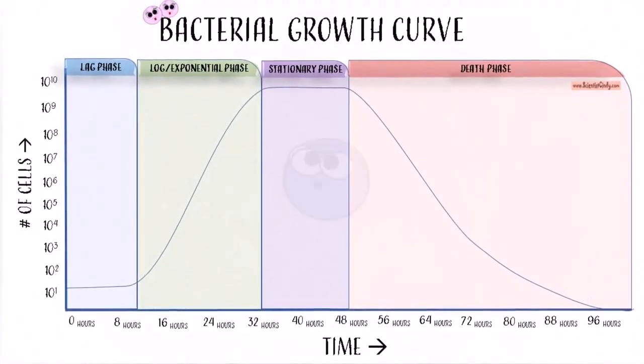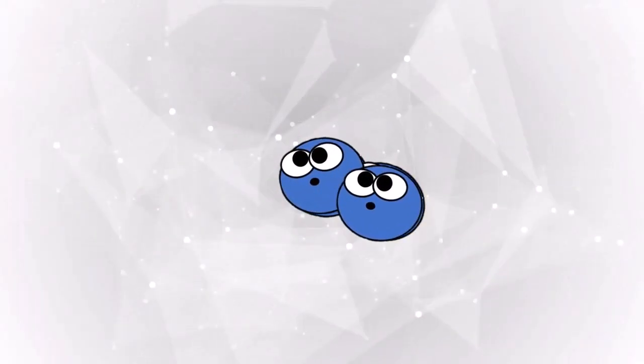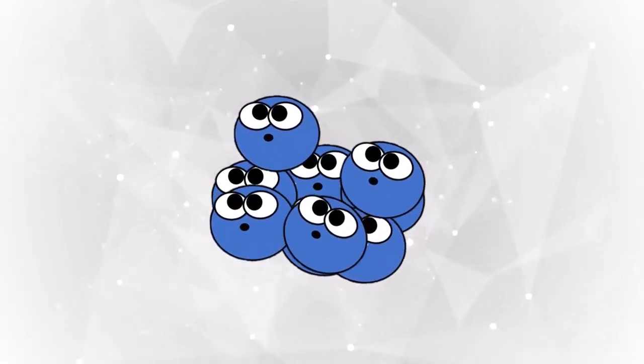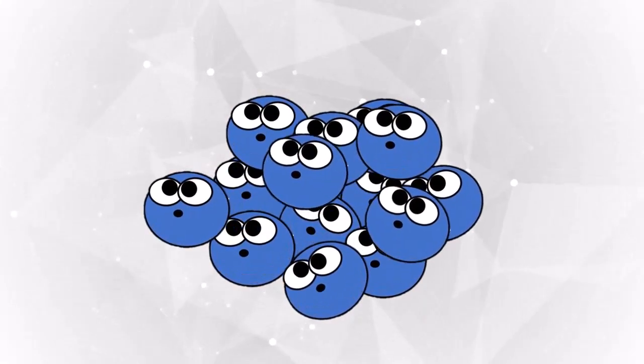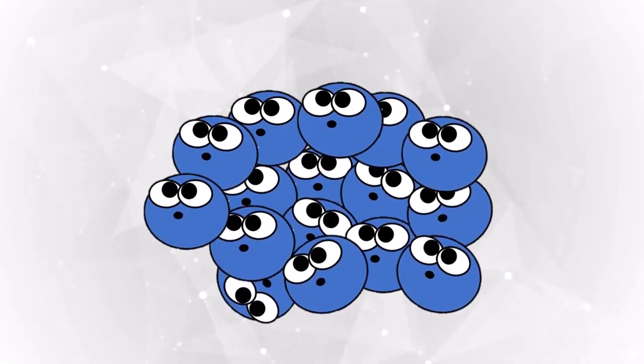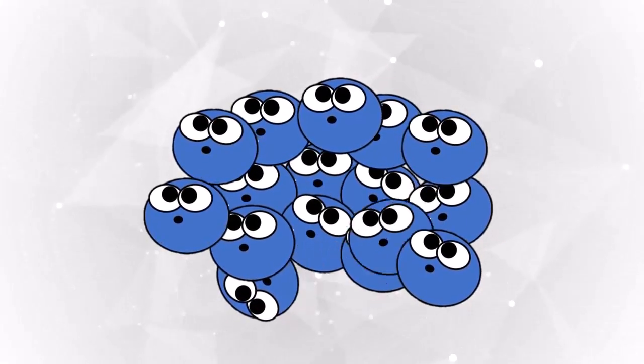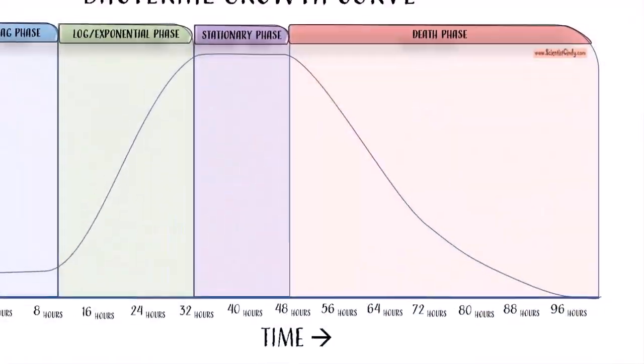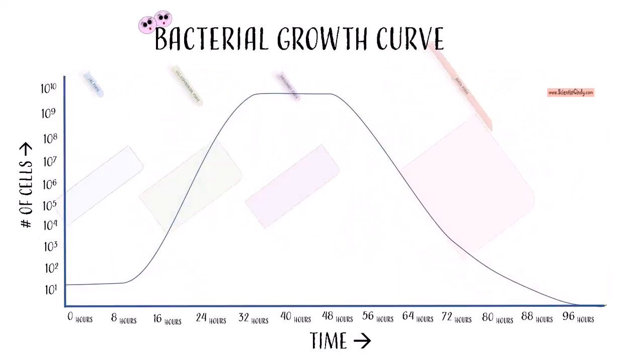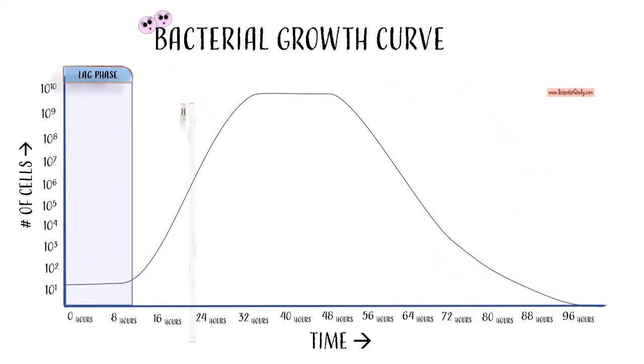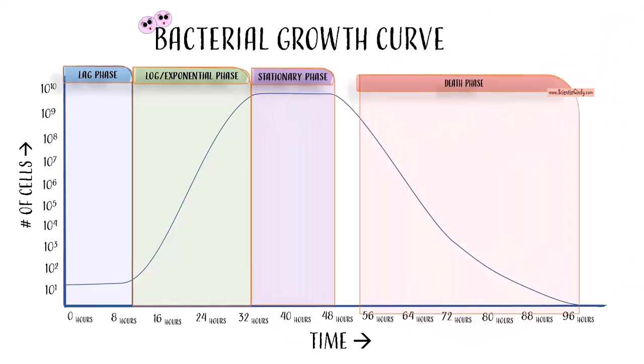Keep in mind that the time in which all of these phases will be experienced will vary depending on the amount of available space and available nutrition and the type of bacteria we are growing in the cell culture. All bacterial growth curves grown in cell culture in the laboratory exhibit the same four phases: the lag phase, the log phase or exponential phase, the stationary phase, and the death phase.